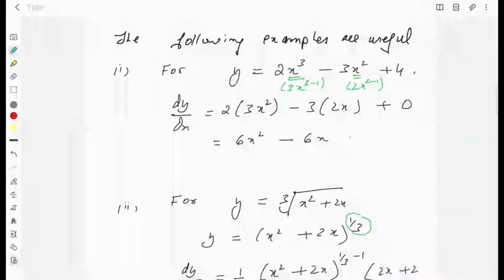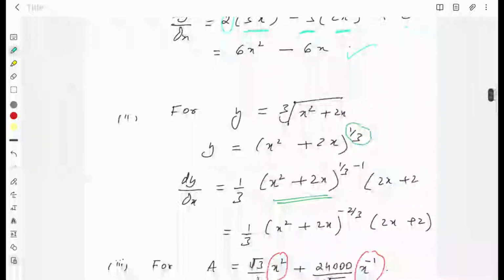Like in example number 1, I have an expression y equals 2x cubed minus 3x squared plus 4. Now if I take the derivative of this y, the 2 is multiplying with x cubed, so 2 comes as it is, and I'm only taking the derivative of x cubed, following the rule. Power comes first, 3 comes first, and I subtract 1 from that power. So this will become 3x squared. Then I move to the next term. Minus 3 is multiplying, so it remains as it is. I take the derivative of x squared, power comes first, and power minus 1. So this will become 2x. A constant number without x will become 0. On simplification, I get this as my answer.